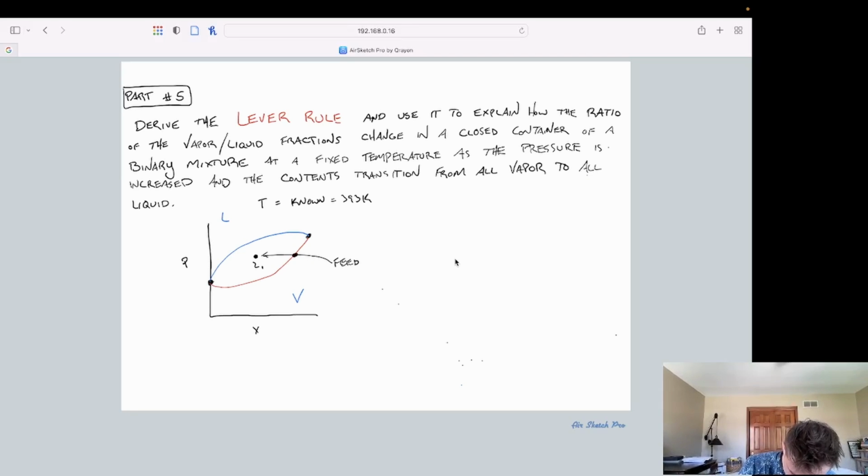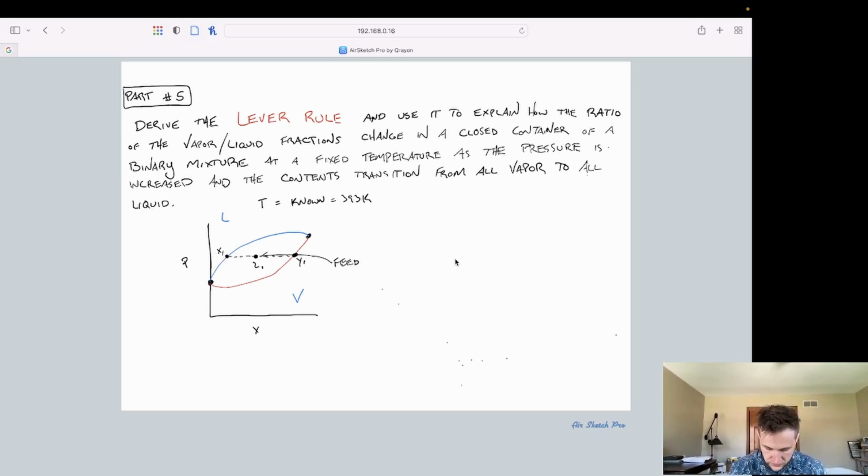For that feed, we're going to see that our composition is going to be the Y1. A certain amount of the composition is going to be in the vapor phase, and then a certain amount of the composition is going to be in the liquid phase at that particular pressure right here for the feed. When the feed is at this temperature, whatever the temperature is that's known, and this pressure right here, then it's going to be an equilibrium between this much of our composition in the vapor phase and this much in the liquid phase.